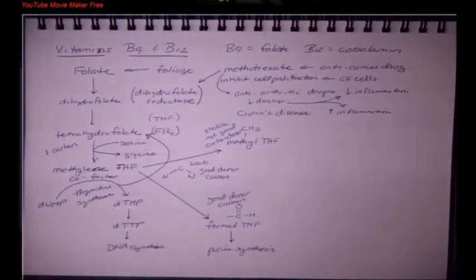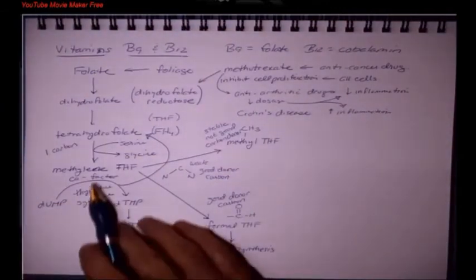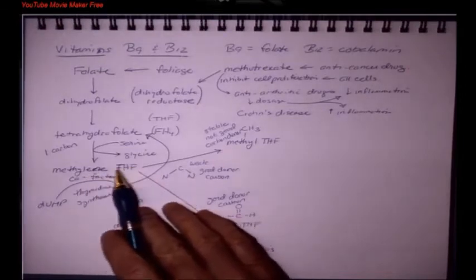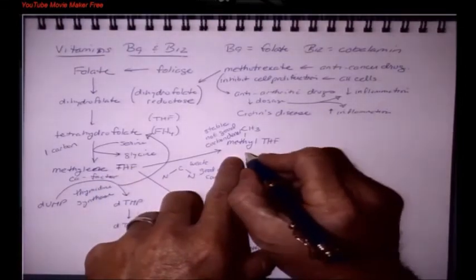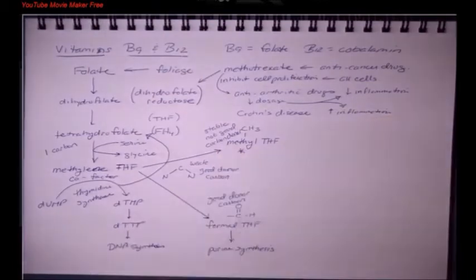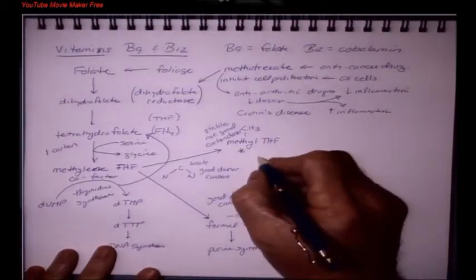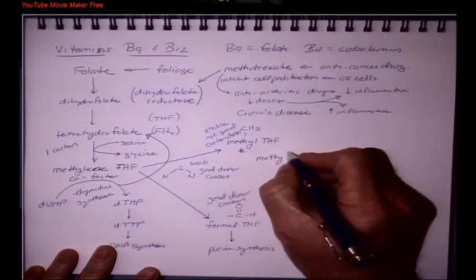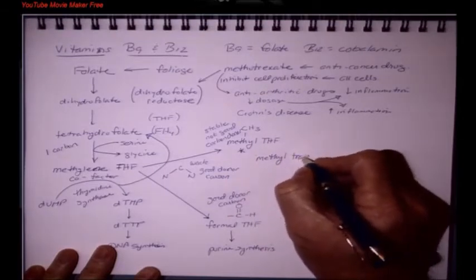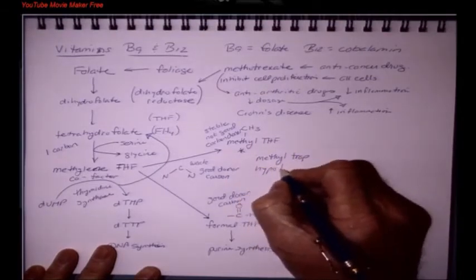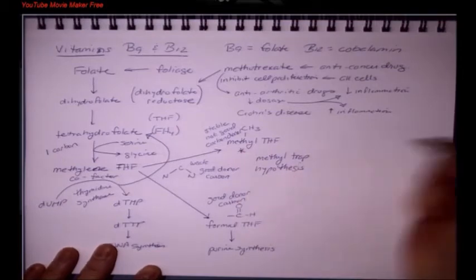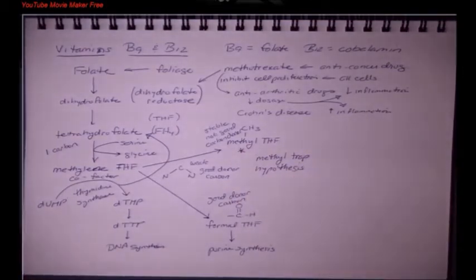Given time, eventually all of the tetrahydrofolate will end up in the methyl tetrahydrofolate form. This is called the methyl trap hypothesis. And this is a result of a partial folate deficiency.